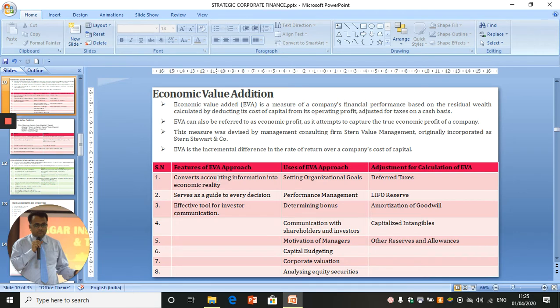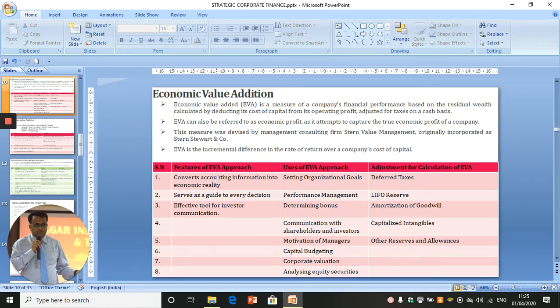Motivation of managers. Managers work to add value, and if more EVA is added, then it leads to motivation of managers. So next one is capital budgeting. It gives you an exact amount which is available to you for disposition, where you can use that particular amount for future growth, and that's how it helps in capital budgeting as well. Then corporate valuation, because it leads to increase in value addition, it also leads to an increase in the corporate valuation.